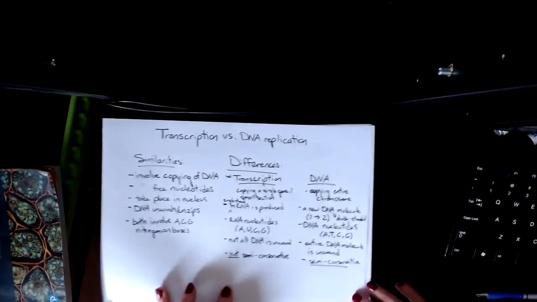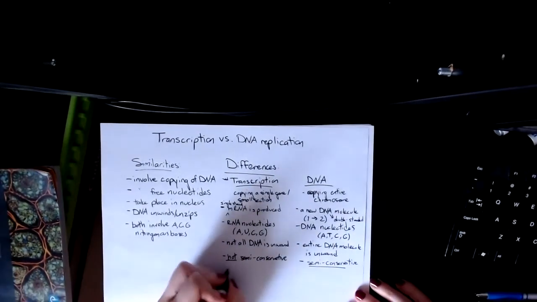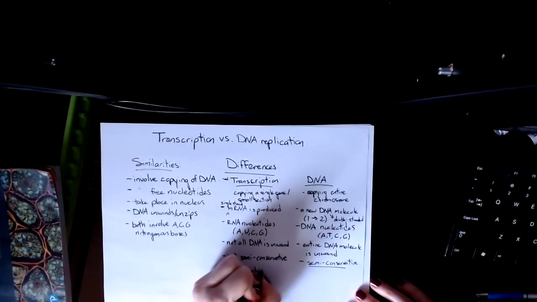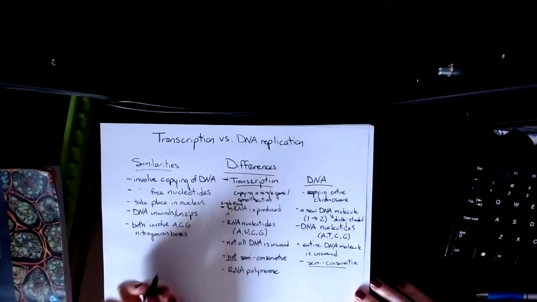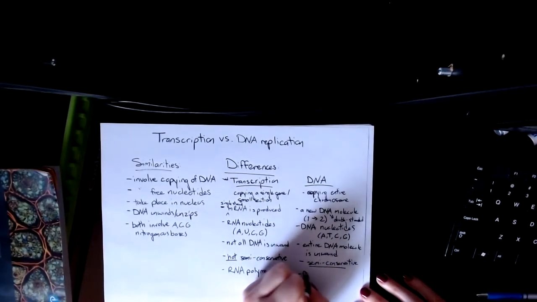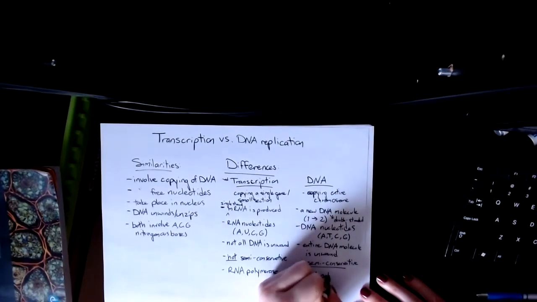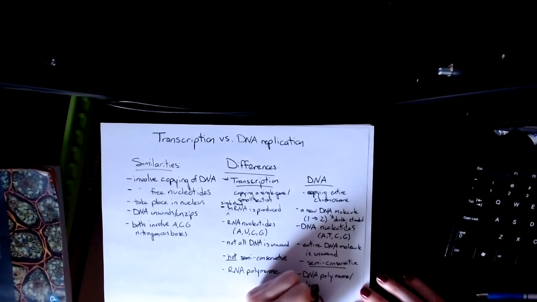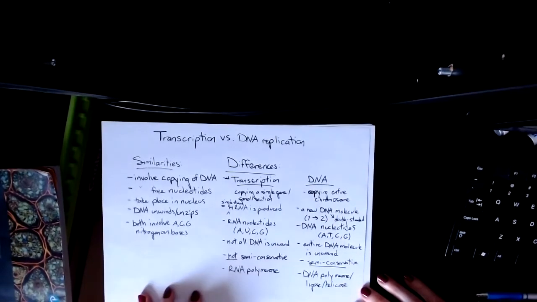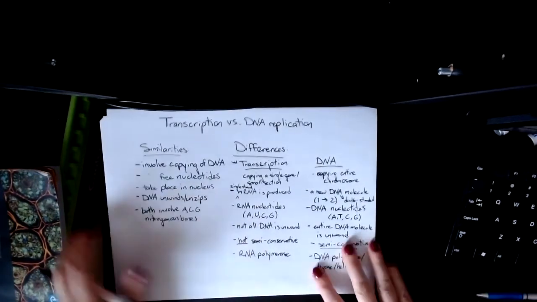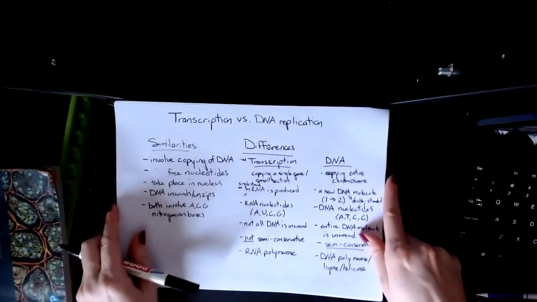If you wanted, you could also talk about the enzymes that are involved. In transcription you have RNA polymerase, which is creating the phosphodiester bonds and unzipping the DNA. In replication you have DNA polymerase, or you could mention one of the others, ligase or helicase. All of these are different enzymes.